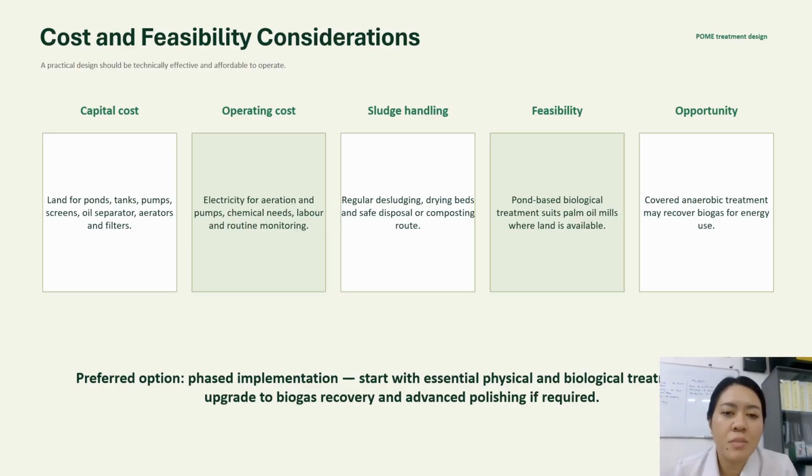Pond-based biological treatment is often practical where land is available, while advanced systems such as covered digesters can be added in phases. A phased implementation is recommended so that the mill can control costs while improving treatment performance over time.